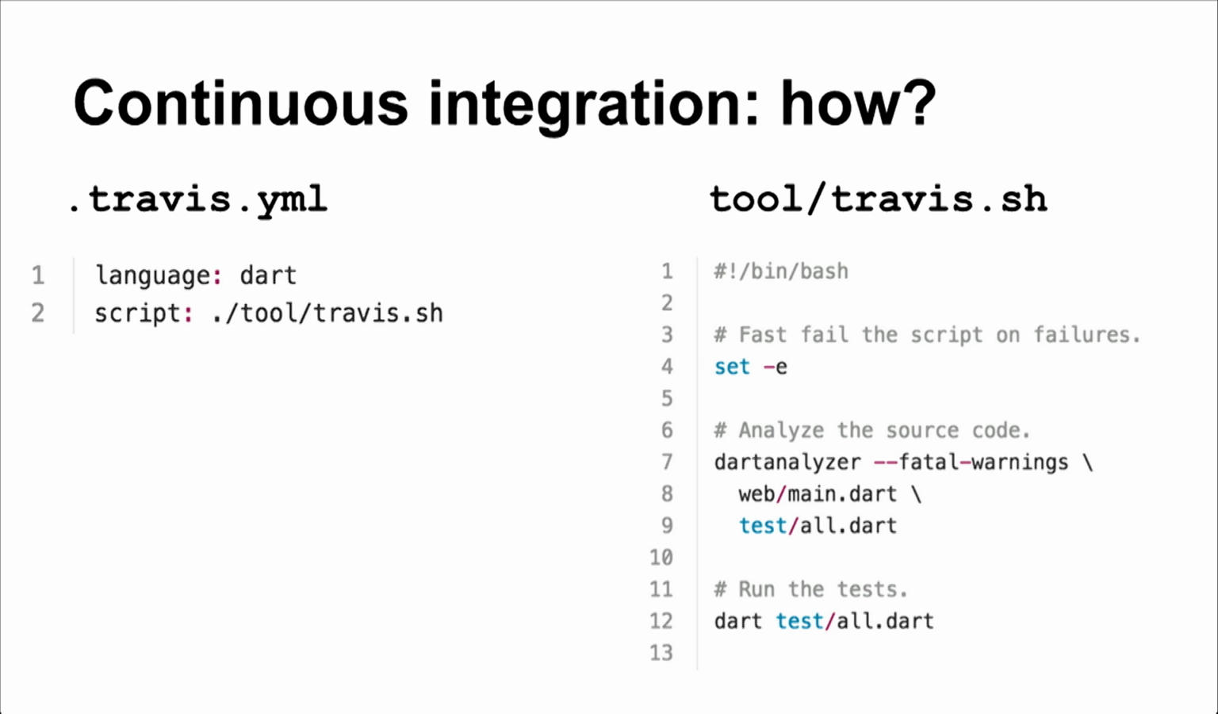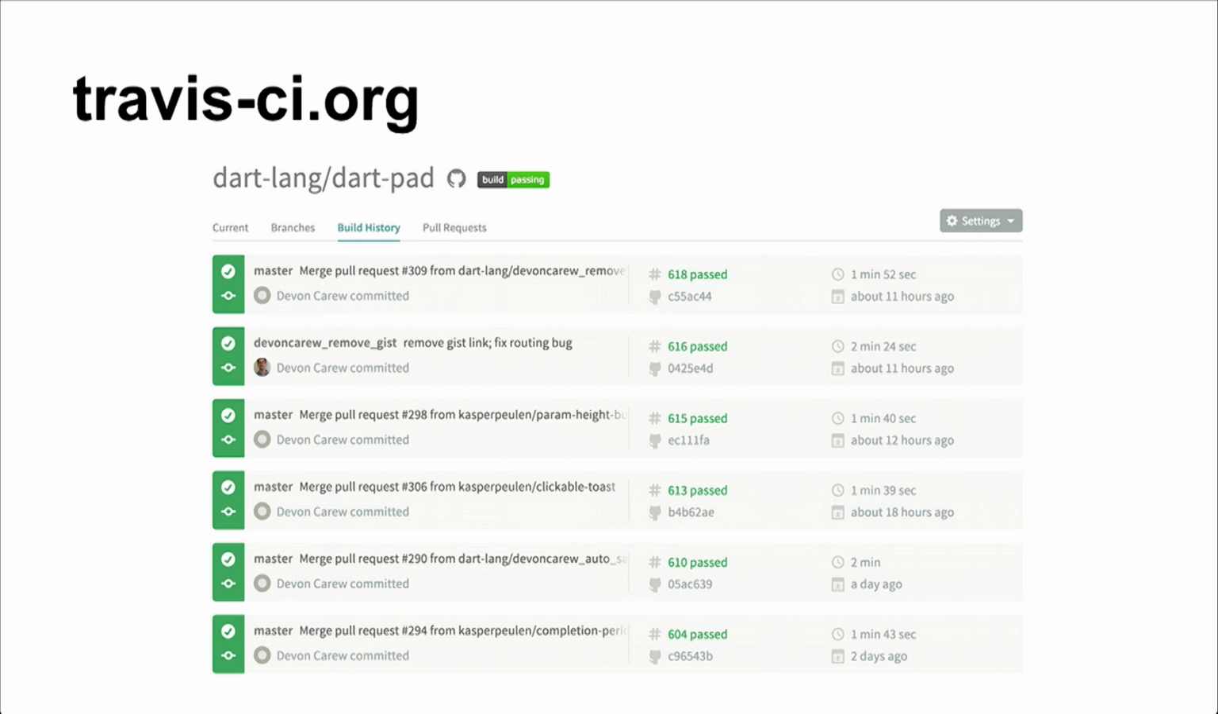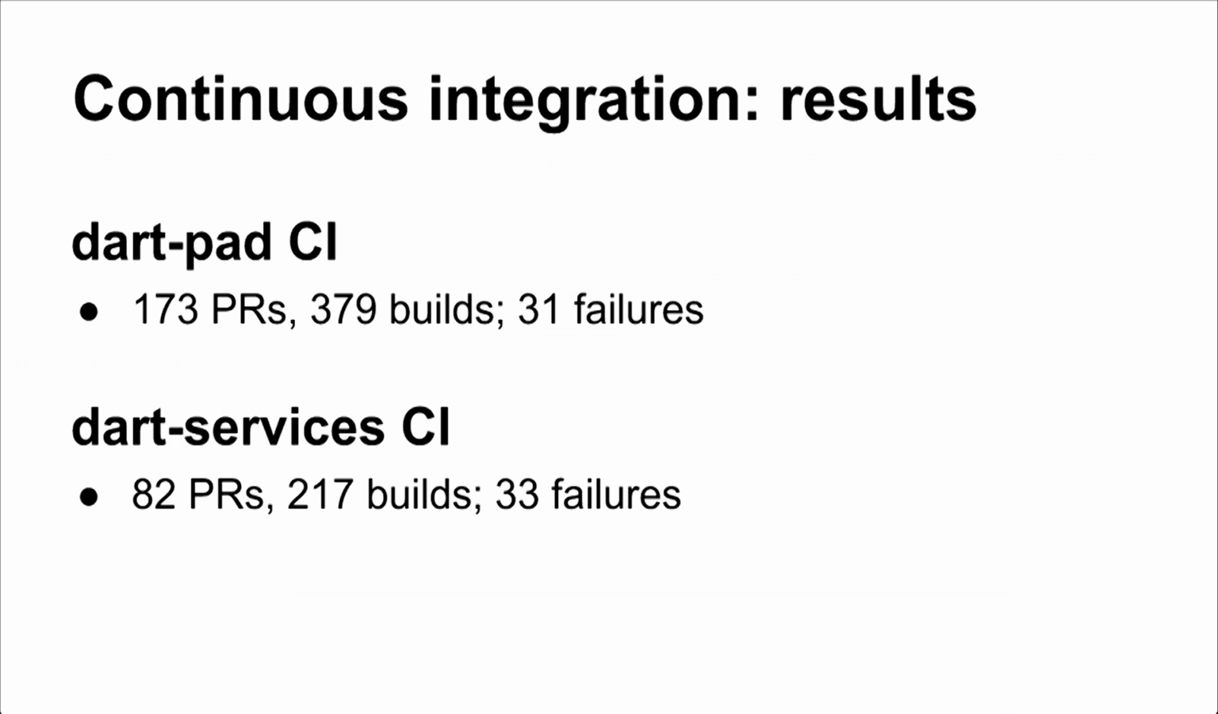So here's what a typical build looks like. So we got a pull request into the DartPad UI. It shows you the build output live in real time. It tells you whether the build passed or failed and notifies you by email. Here's our build history from a few weeks ago. So you get to see, again, for each pull request, a green light or red light.